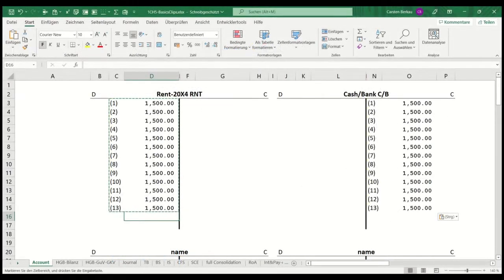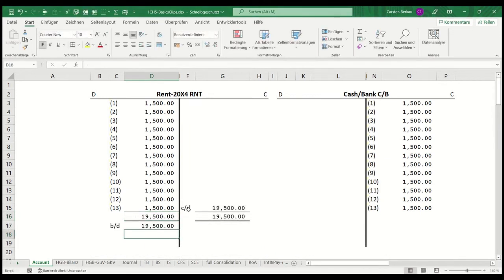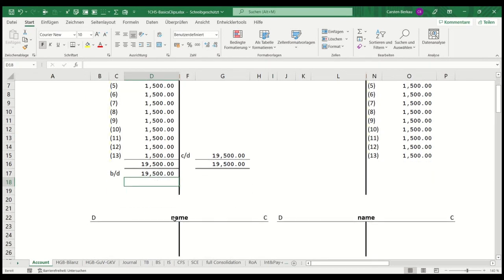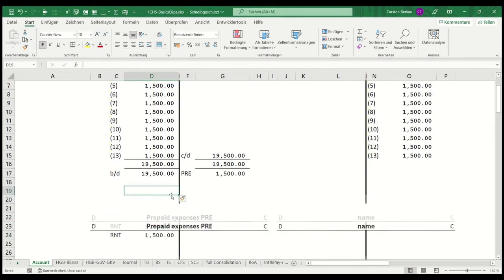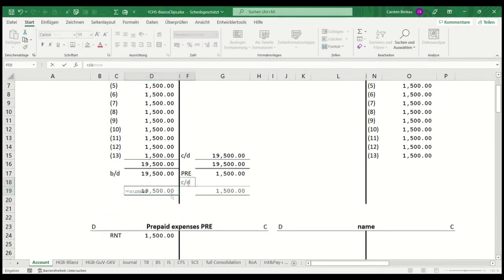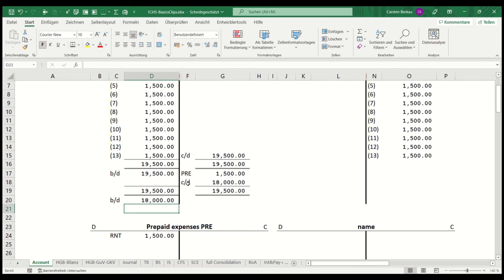After SIMONI Limited made the bookkeeping entries, they balance off the accounts. The rent 2004 account got a balancing figure of 19,500. This balancing figure is too high. SIMONI Limited has to transfer 1,500 to the prepaid expense account. We balance off again the rent account. Now it shows a balancing figure of 18,000, which is the correct amount of expenses for the accounting period 2004.